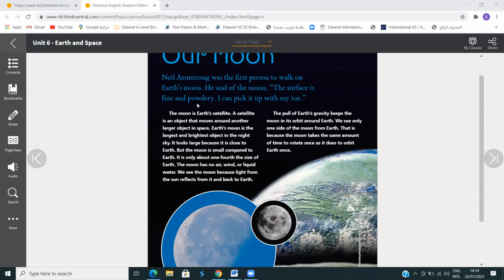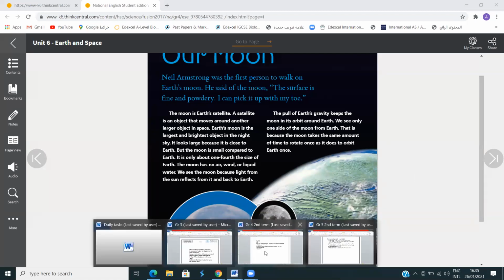Like Earth. But our moon here is small compared to Earth. It is only about 1/4 of the size of the Earth. The moon here has no air or wind or liquid. The pull of the Earth's gravity keeps the moon in orbit around the Earth. The moon takes the same amount of time to rotate once as it does to orbit the Earth once. So I will write to you some information about our moon.